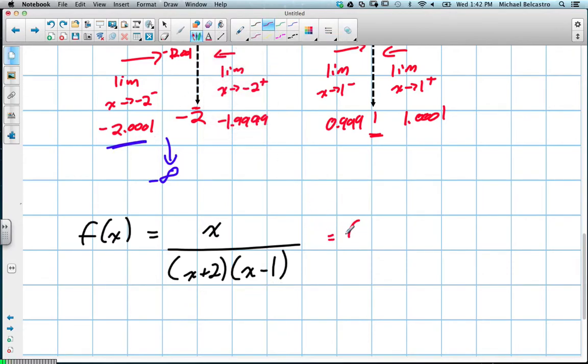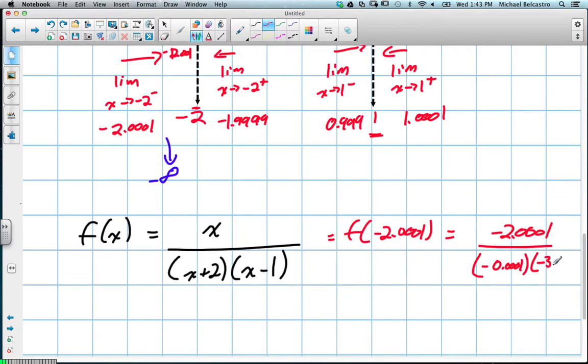So if we were to plug in f at negative 2.0001, we have negative 2.0001 over, here we're going to get an infinitely small negative value, so we have negative 0.0001. And over here, we would end up with negative 3.0001 in our equation. When we go to multiply these, what ends up happening is we have approximately negative 2.0001, let's say, over our value here. And our value is a positive term of 3.